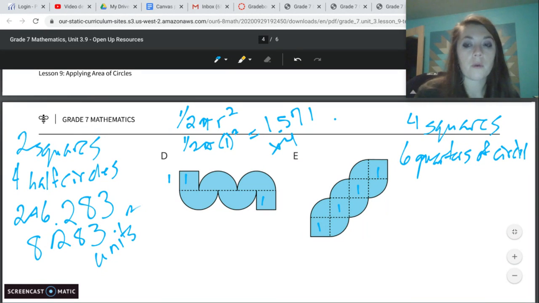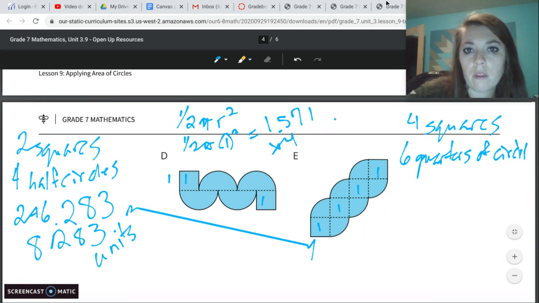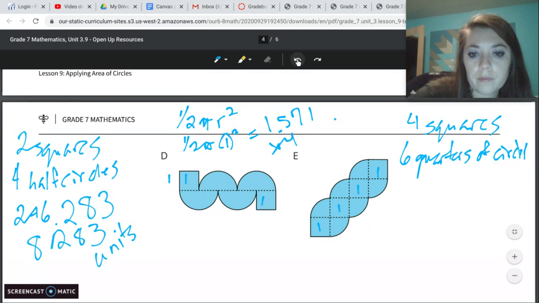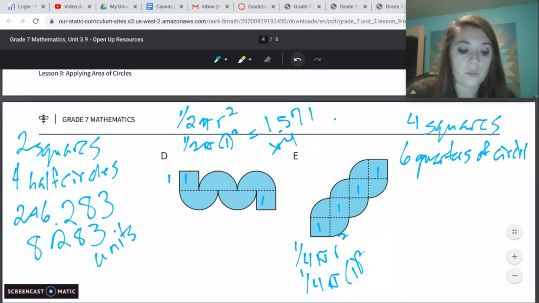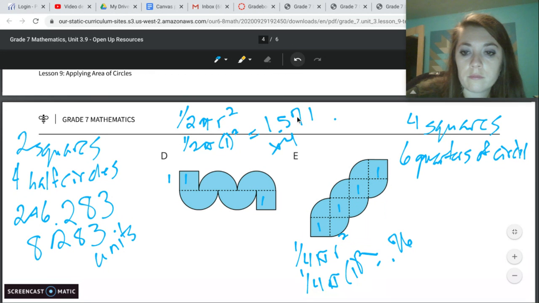Now, over here, we have quarter circles. So can you guess what the equation is going to be? 1/4 pi r squared. Once again, I don't know what it's doing. Okay, 1/4 pi r squared. So we have 1/4 pi 1 squared. 1 squared is just 1, so 1/4 pi gives us 0.78. Oops, supposed to be an 8. Sorry, I do not know what my computer is doing.